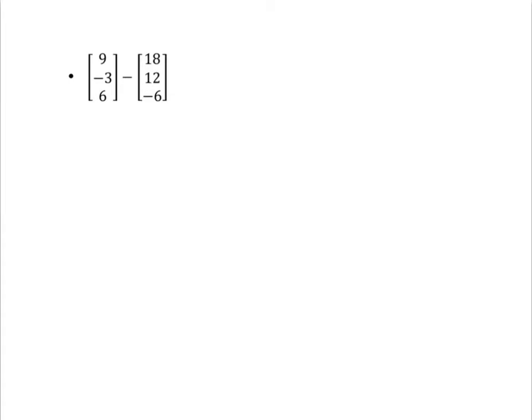Subtracting two matrices has the same rules. You can only subtract two matrices that are the same size. So we've got a 3 by 1 and a 3 by 1, which means I can subtract them, and my answer will be a 3 by 1.